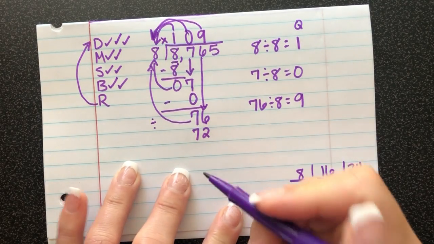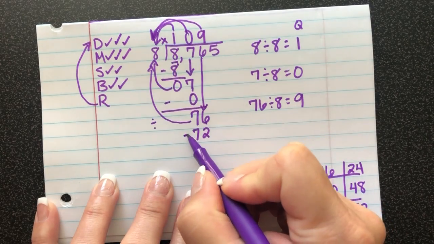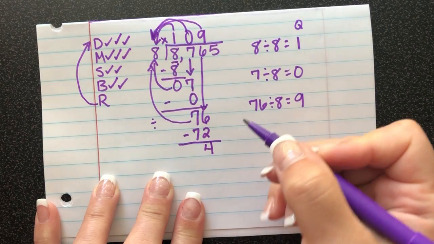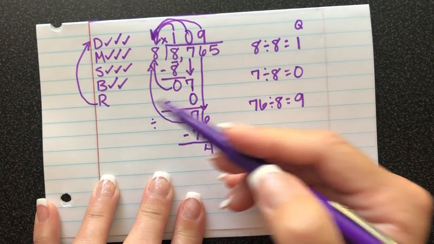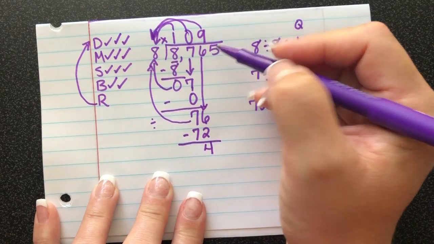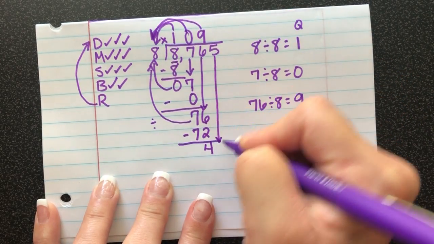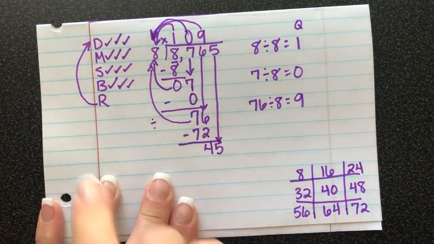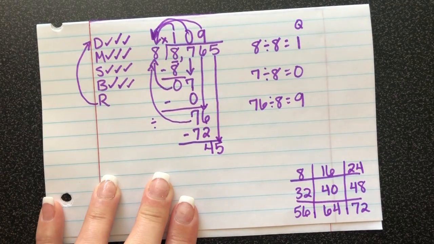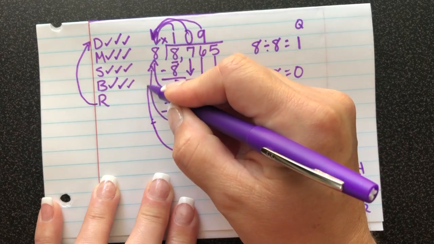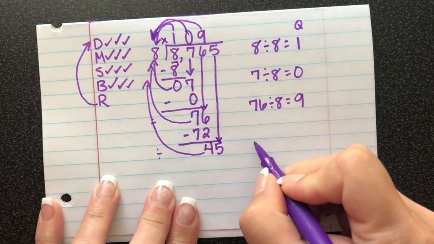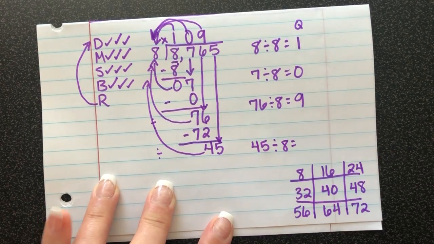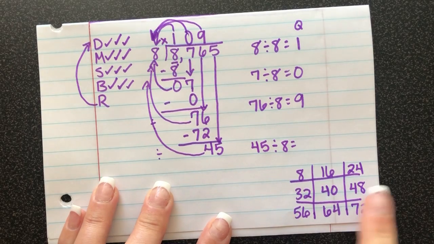Remember that from over here. Now I need to subtract it. 76 minus 72. 6 minus 2 leaves me with 4. Okay, so we've subtracted. Now we need to bring down. I've got a 5 up here that I need to bring down and put next to the 4. That makes 45. Okay, so now I'm going to go back and divide again. And remember, I'm dividing from down here. So I need to divide 45 divided by 8.